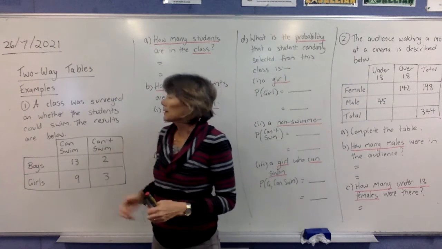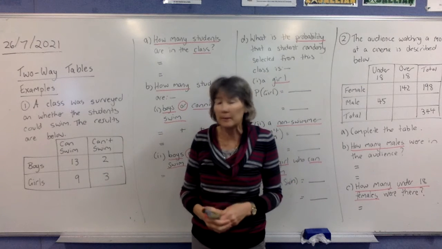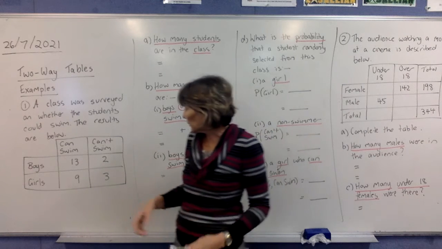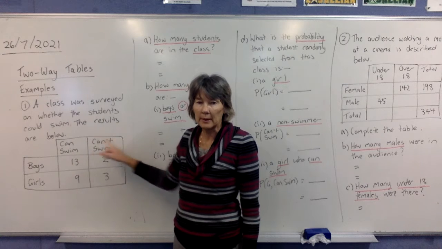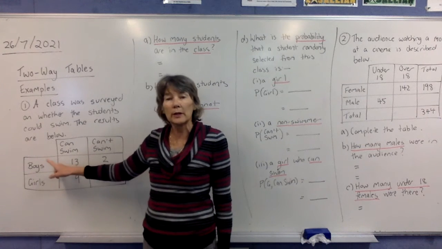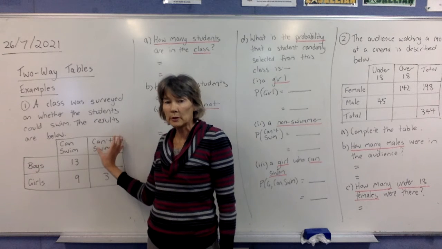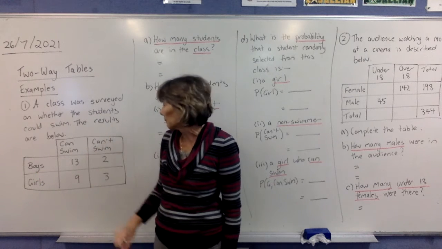So in this first example it says a class was surveyed on whether the students could swim. The results are in the table here. Firstly we're looking at whether they can swim or they can't swim. That's going along this direction. But over here, we're also looking at whether they are a boy or a girl. So we're looking at two different things depending on whether you're looking at the rows or the columns.